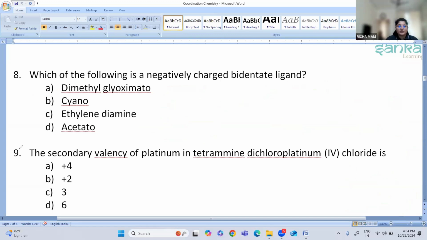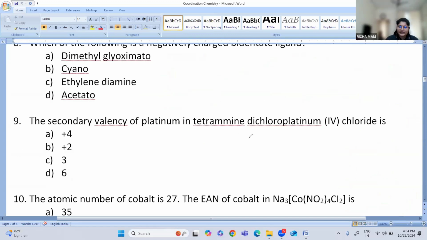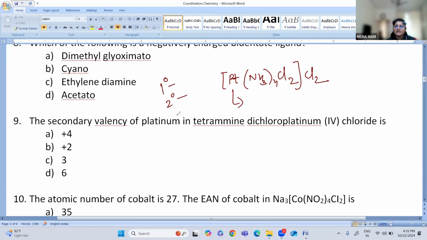Next question. The secondary valency of platinum in tetraamine dichloroplatinum(IV) chloride is? So write the structure. You have platinum, then tetraamine, then dichloro and chloride. You have to tell what the secondary valency is. Secondary valency tells you the coordination number of the central metal atom.